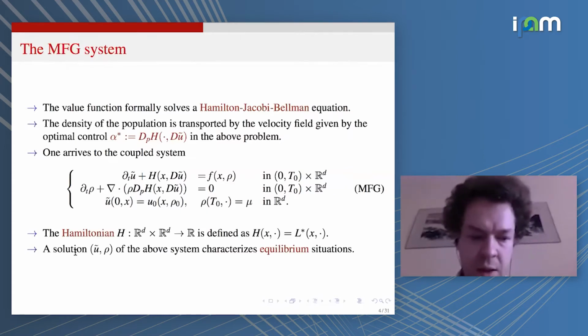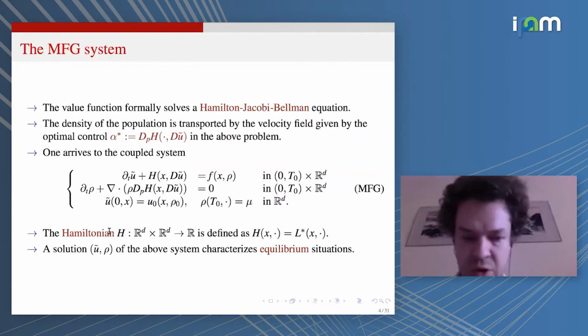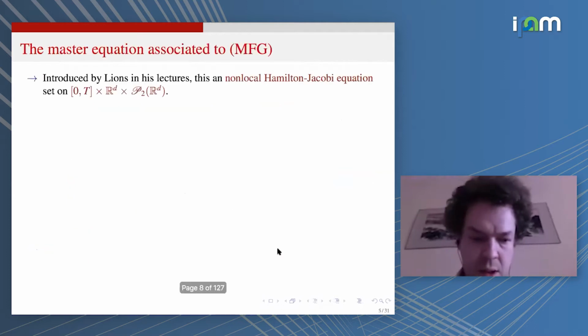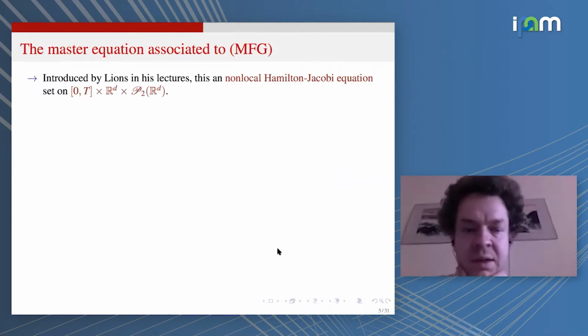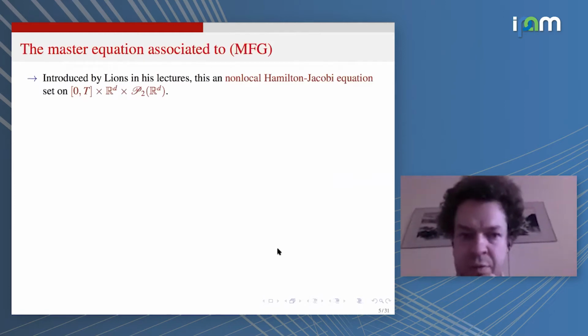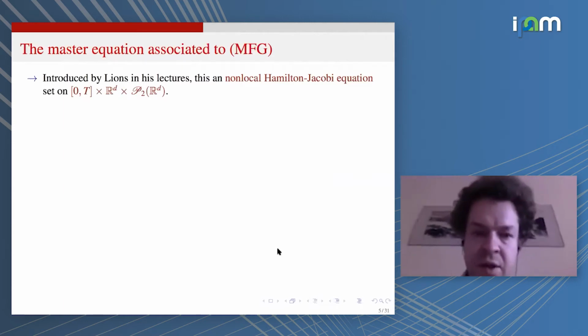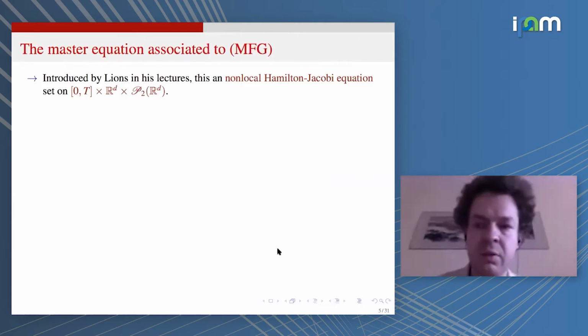Okay, and here the Hamiltonian is naturally associated to the Lagrangian by the Legendre conjugation in the second variable. Okay, so I am already going to master equations. All these derivations so far are formal, and I would like to give some kind of justification for this.